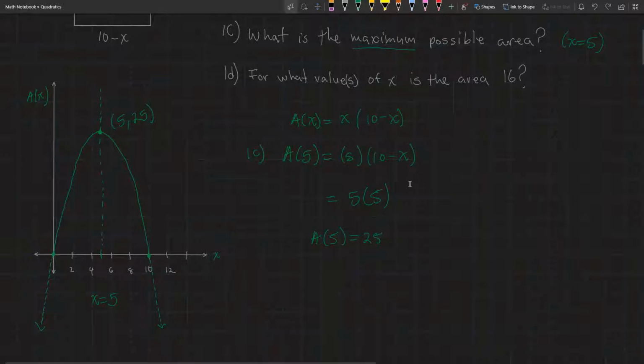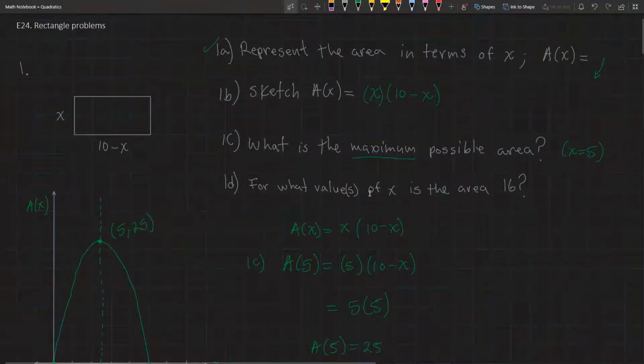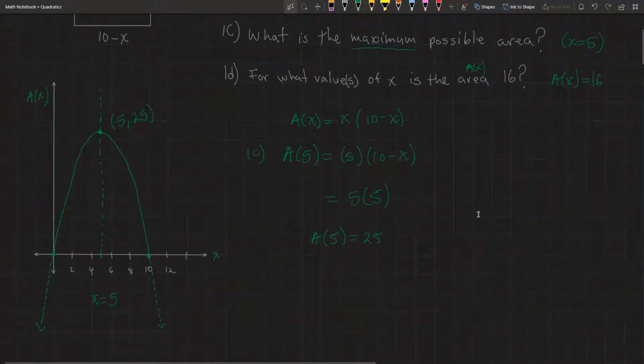I hope that makes sense to you, because we have one last thing to do. It says for letter 1D, for what values of x is the area 16? So remember that this area means A of x. And for 16, we need to make an equation. When is A of x equal to 16? We already have the equation right here, so all I'm going to do is make a substitution. We know that x times 10 minus x is 16.